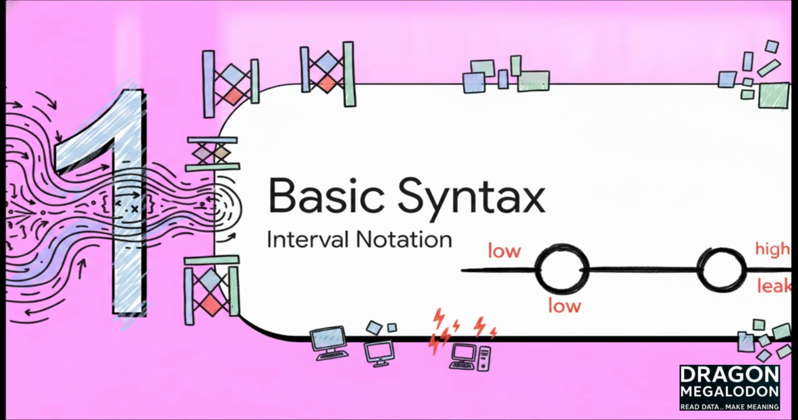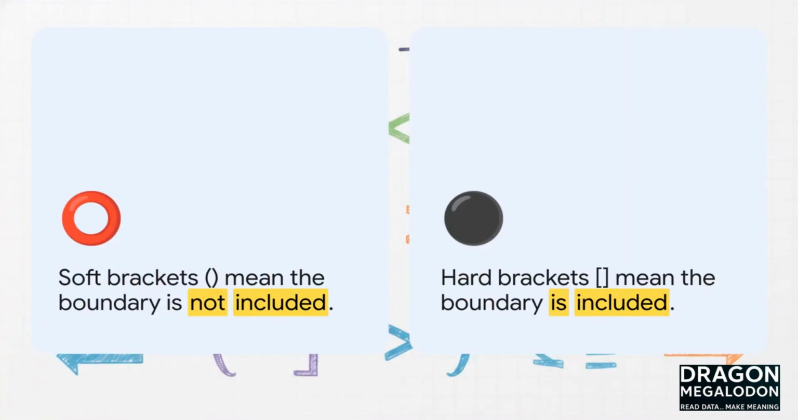Basic syntax. So, think of interval notation as the raw syntax you use to establish the exact boundaries of where your variables are allowed to live. If you don't define these boundaries perfectly, boom, you're looking at memory leaks, out-of-bounds errors, and complete system crashes.